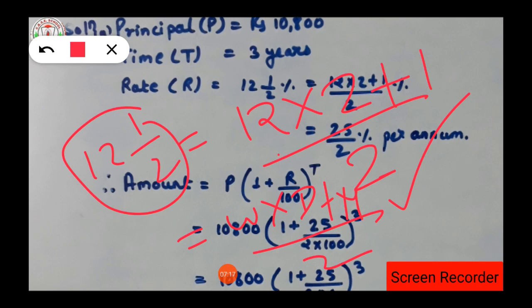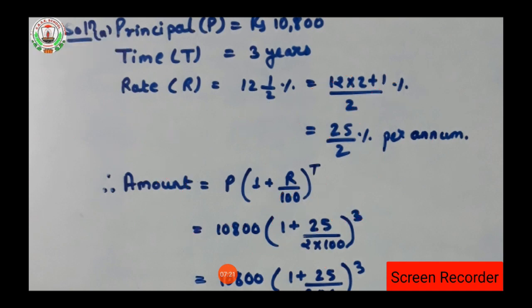So 12 into 2 is 24. 24 plus 1 is how much? 25. So 25 by 2% per annum it will become. So the rate 12.5% is converted into 25 upon 2%. Why did we convert it? Because it is in the form of a mixed fraction, so we converted it into an improper fraction.